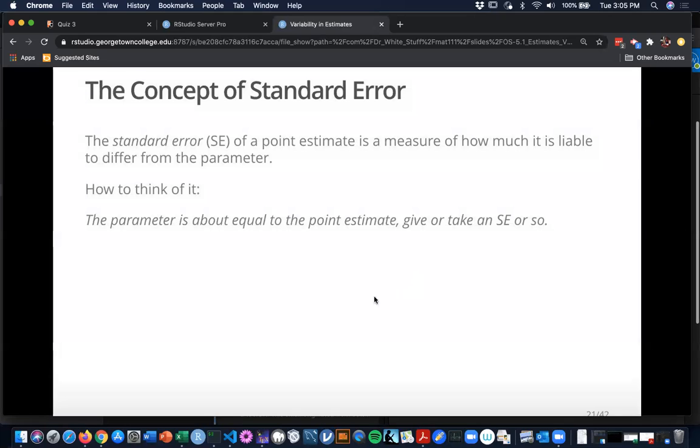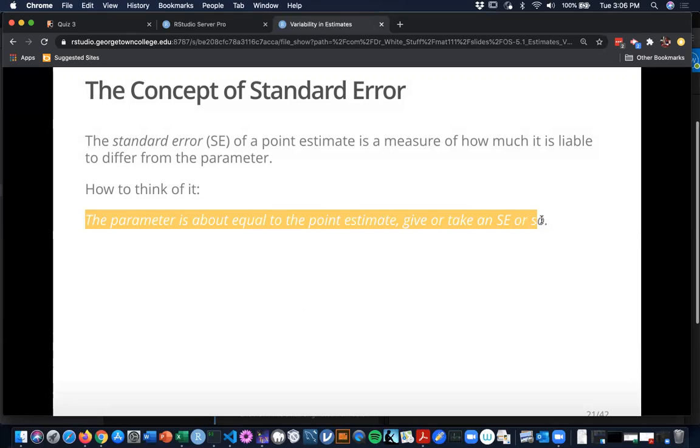Standard error. Standard error for a point estimate is just the same thing as standard deviation of a random variable. When your random variable is a point estimate, like an x bar or a p hat, then they call the standard deviation the standard error. It's just another term in statistics that people were used to using. The way you should think about it is that the parameter, which I don't know, is probably about equal to my point estimate, give or take a standard error or so.